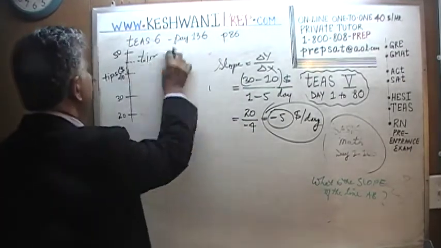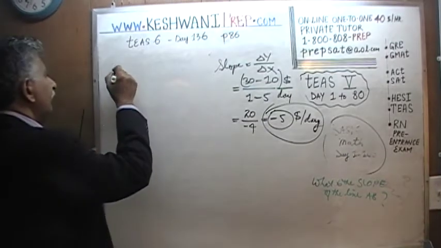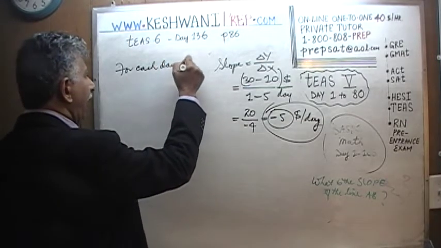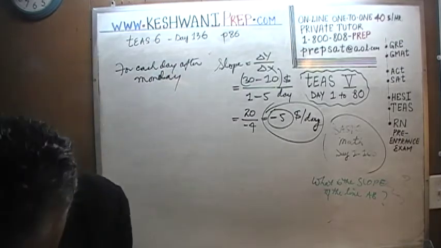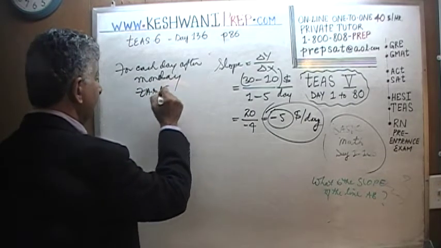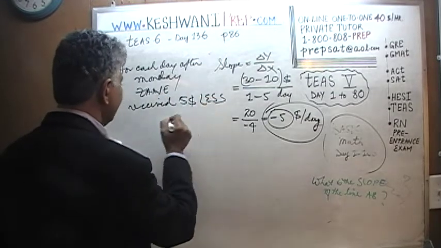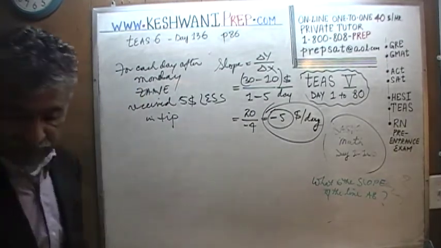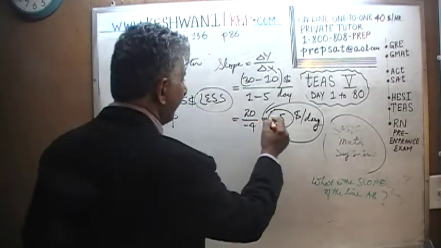This is how the interpretation would go. If somebody asks you to interpret the slope, the interpretation would be: the negative 5 tells us that for each day after Monday, Zane received $5 less in tip. Why less? The less part here is this negative.